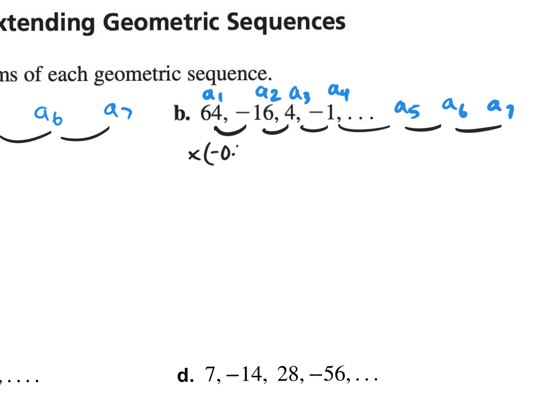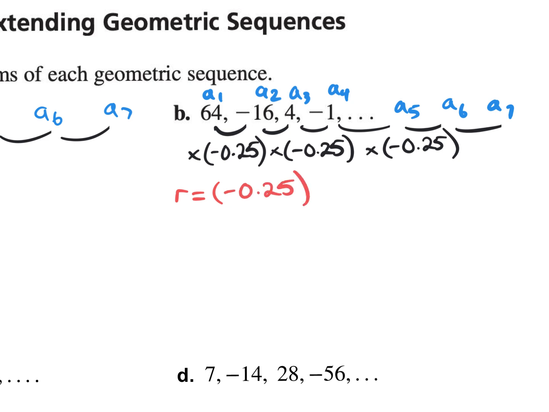Either way, you'll find that we are multiplying by 0.25, and because we're going from positive to negative and then negative to positive, that means we're multiplying by a negative every single time. Therefore, our common ratio is negative 0.25. So I'm going to write that in these parentheses, negative 0.25. I'm going to go ahead and set up our 5th term, 6th term, and 7th term so we can fill these out. Just know we're changing every term by multiplying by negative 0.25.